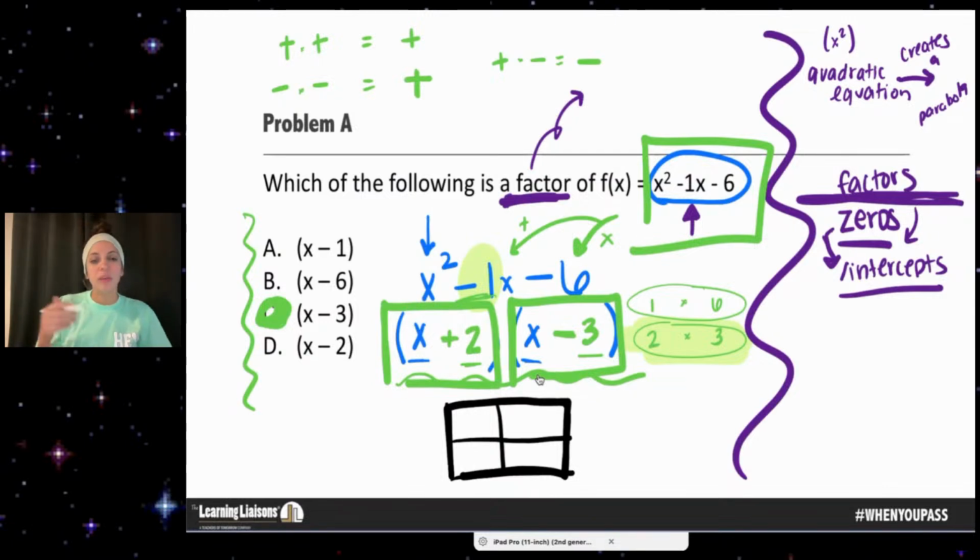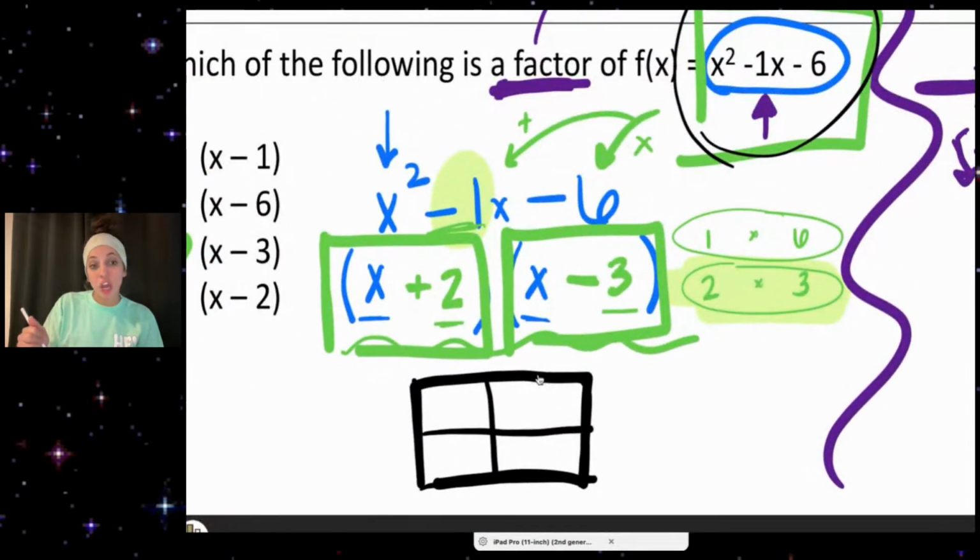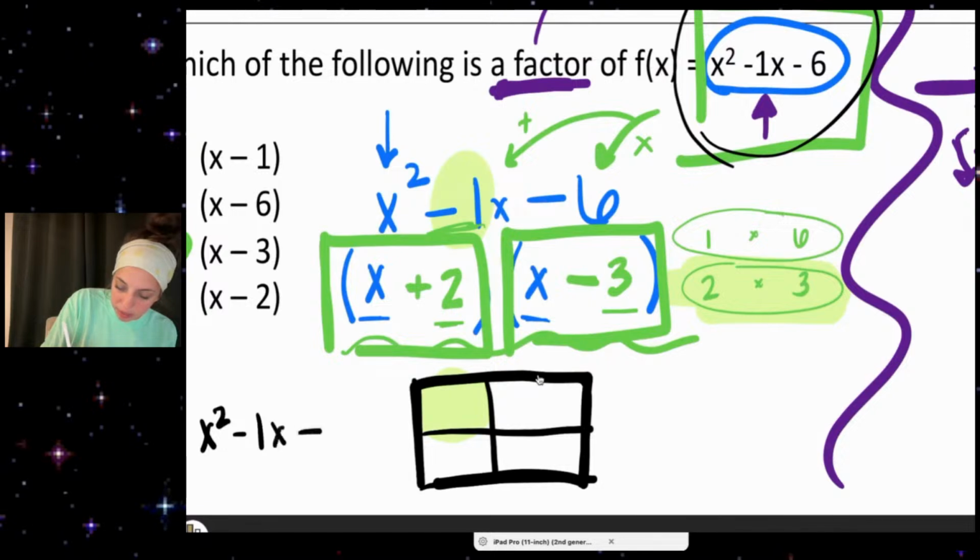And so if I'm doing length times width to get this, I know that this box right here is going to be this guy. And actually, let me rewrite it so that you can see. x squared minus 1x minus 6. So that box is for this.